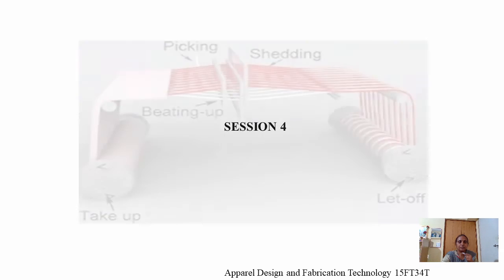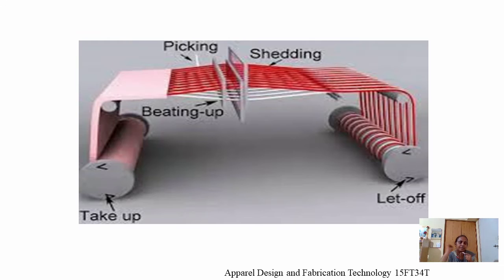Today's session is the fourth session. In the earlier sessions you have learnt about the loom, the definition of a loom, types of looms, functions and parts of the looms, and lastly preparation for weaving. These are the motions of weaving listed out: that is the picking, shedding, beating up, taking up, and letting off.